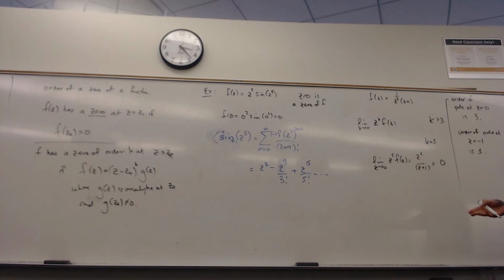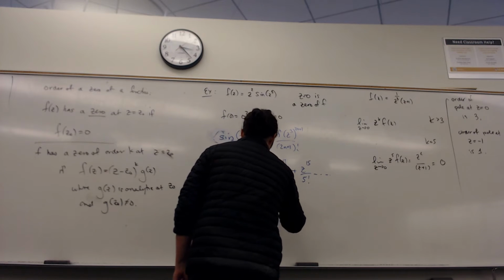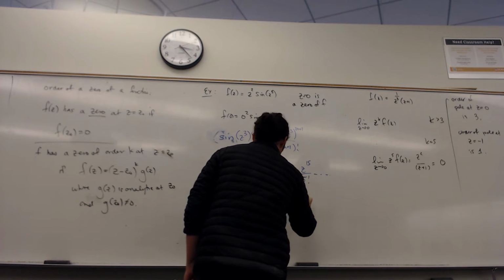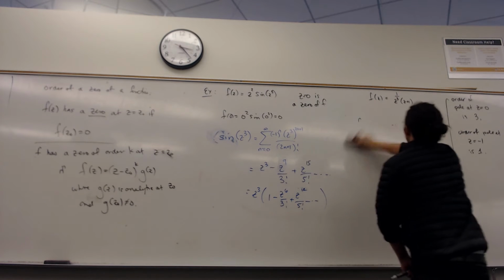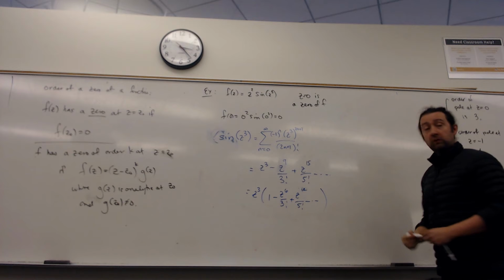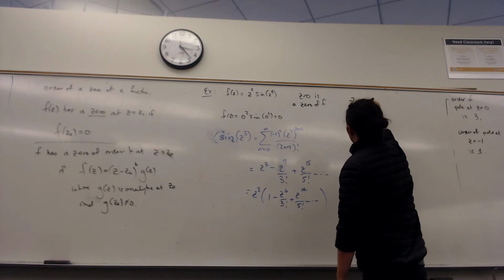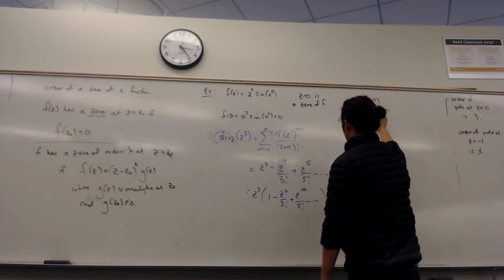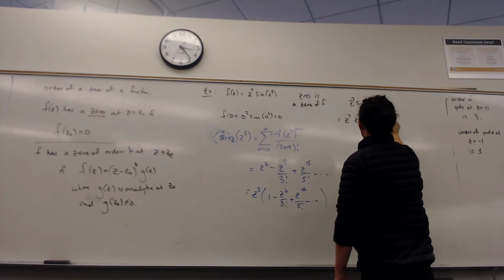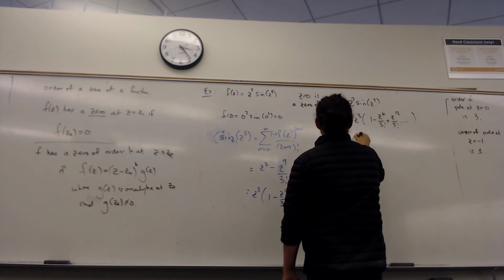But each one of those has a z cubed inside of it. So this is equal to z cubed times 1 minus z to the 6th over 3 factorial plus z to the 12th over 5 factorial, and so on. And so the order of the 0 now should be apparent for the original function. z squared sine z to the 3rd is the same as z squared times z to the 3rd times 1 minus z to the 6th over 3 factorial plus z to the 12th over 5 factorial, and so on. And that means there's this z to the 5th hanging out front.